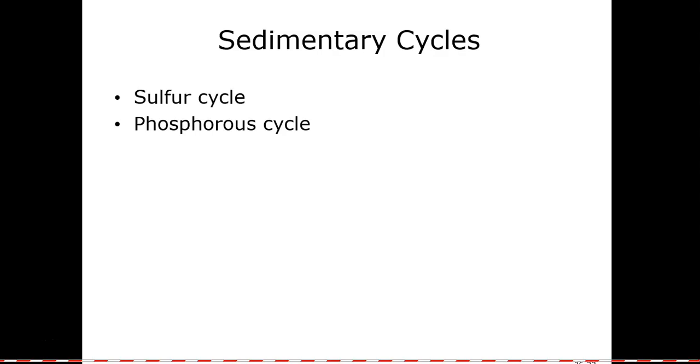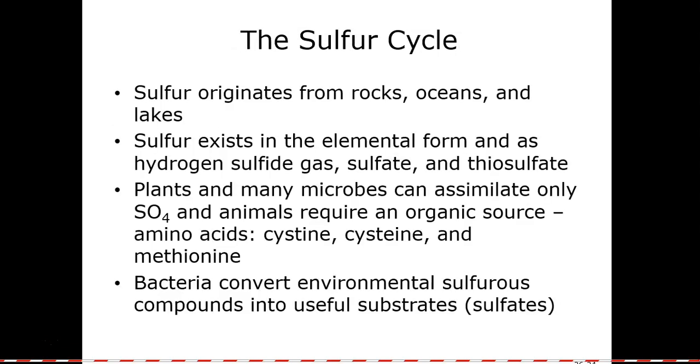We also get in and talk about the sulfur cycle and the phosphorus cycle. The sulfur cycle, as we've seen, sulfur originates from not only things like rocks, but also aquatic bodies like oceans and lakes. And it exists in elemental form as what we call hydrogen sulfide, or H2S gas, sulfates, and another compound known as thiosulfate. So many plants and microbes can assimilate only sulfates.